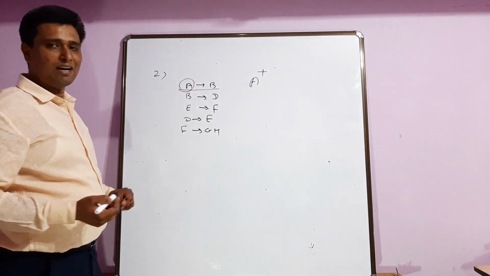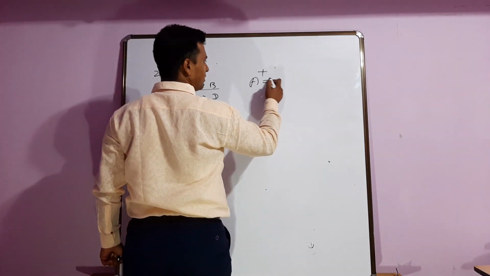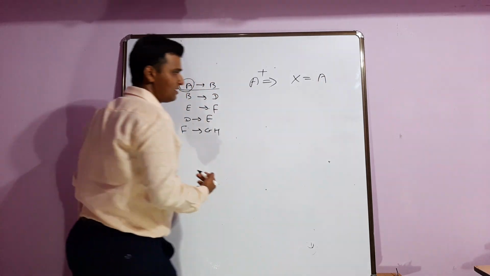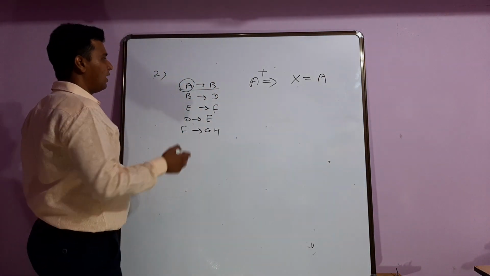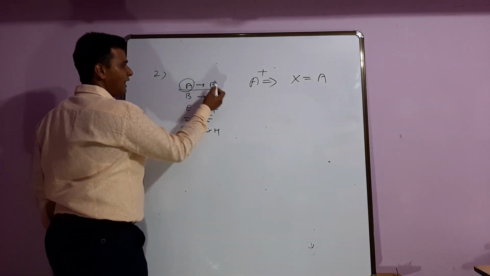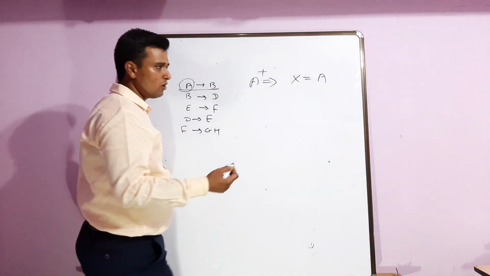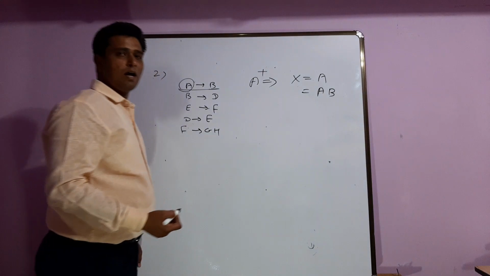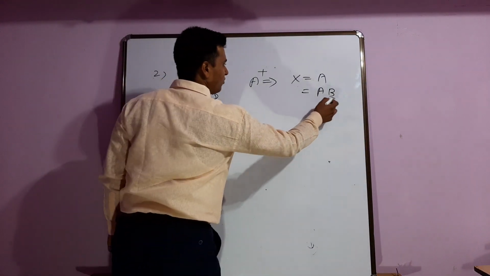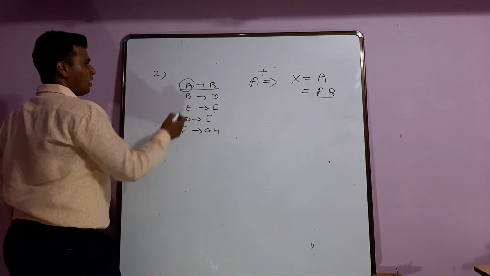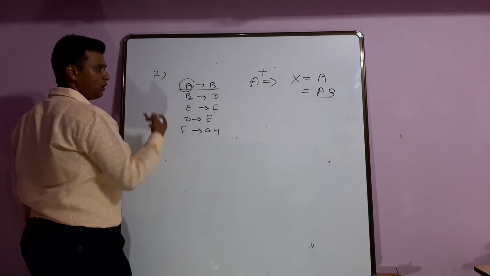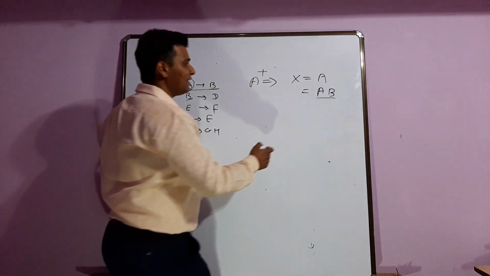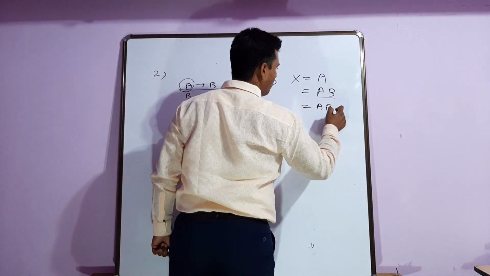So we will start with A and we will write X is equal to A, the left hand side. Now here, what does A determine? A determines B, is it not? So we will take A and we will add B here. Now from A, B, can you find anything on the left? A we have already taken. Now you get B. So what is the right of B? D. So we will add it in the next step, that is A, B and D.